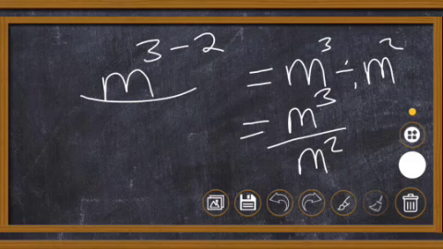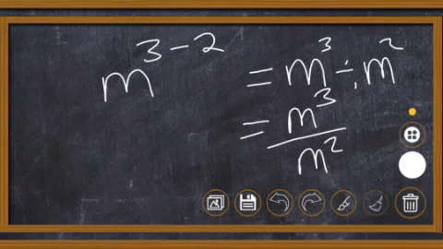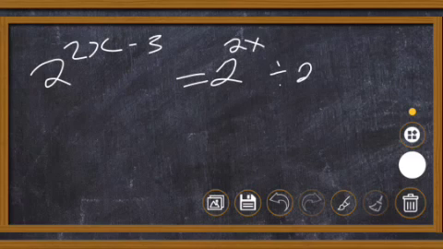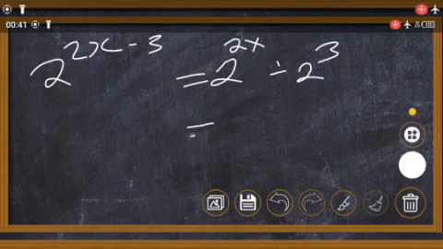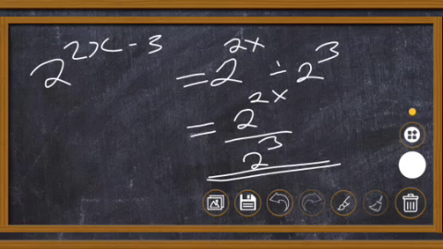If you have been given such a value, you have to rewrite it according to where it came from. So if you have 2 power 2x minus 3, this is the same as 2 power 2x divided by 2 power 3. This is where it came from. Since we are dividing the same bases, it means we are going to subtract the powers. This can also be written as 2 power 2x over 2 power 3. So we are just understanding the rules of indices.